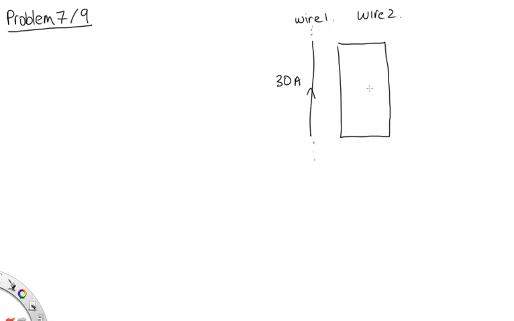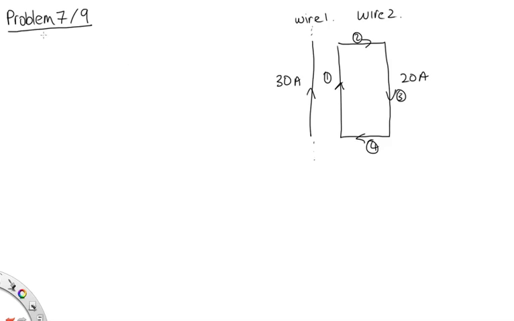It's carrying a current of 20 amps around a loop like this. We are asked to find the resultant force acting on the loop. So to do this, let's number the sides of the loop. We'll have sides 1, 2, 3, and 4.